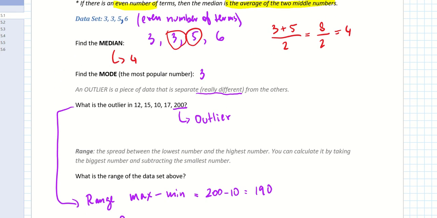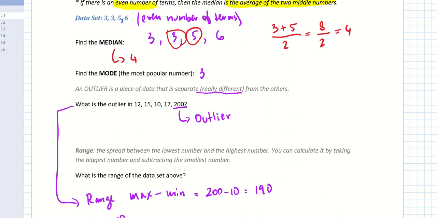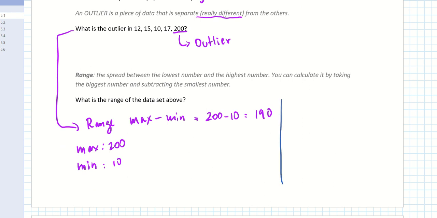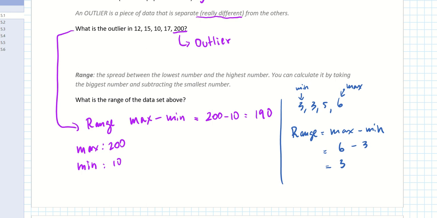Okay? Now, if you, for example, took the data set from here, so let me use a different color. Let's say our set is 3, 3, 5, 6. In this case, this is our minimum, and this is our maximum. So the range for this set is again max minus the min, and the maximum is 6. So we get 3 as our range value. Again, the biggest number minus the smallest number.